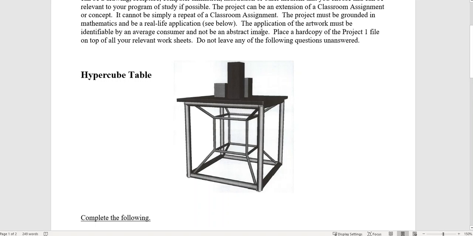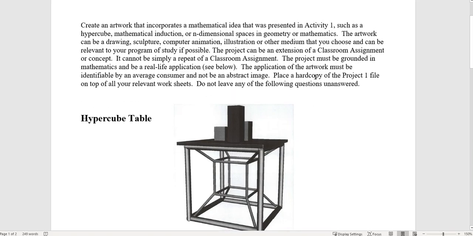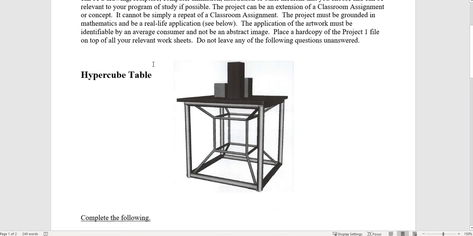So it's important. It's one of the more common things that gets miscommunicated or misunderstood in this creative geometry class, that people don't understand clearly that it has to contain mathematics and the math that we talked about in that unit. Be real life application, be identifiable and not abstract. Okay, and then you'll submit that to Canvas.